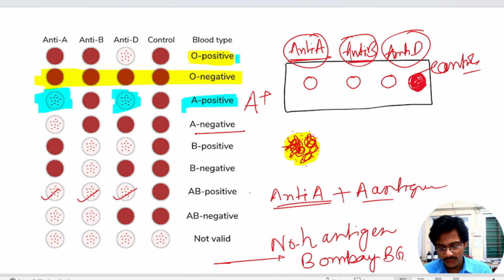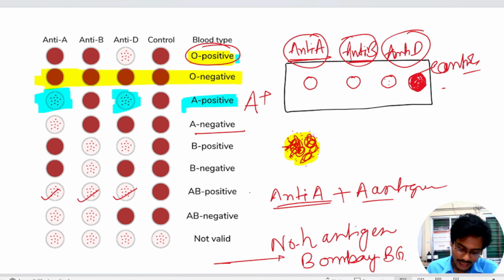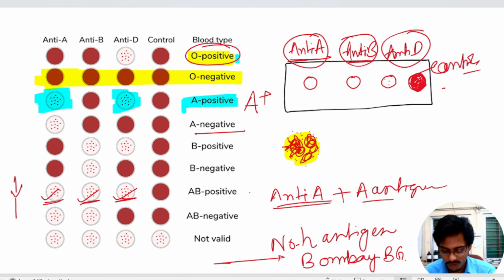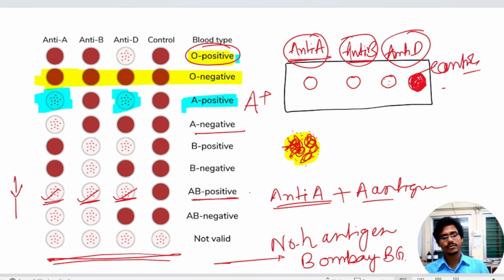Because O positive means there is no A or B antigen, anti-A cannot bind and anti-B cannot bind, but RH is positive and the antibody binds to it. That means it is O positive. In the first case, it's O positive. Similarly, you go for AB positive. The A antigen is there, the B antigen is there, and the D antigen is there, and along with the antibodies we have provided, the antigen-antibody reaction happens. That means agglutination happens, and we confirm it is AB positive. And if agglutination is there in every section, that means the experiment is not valid.